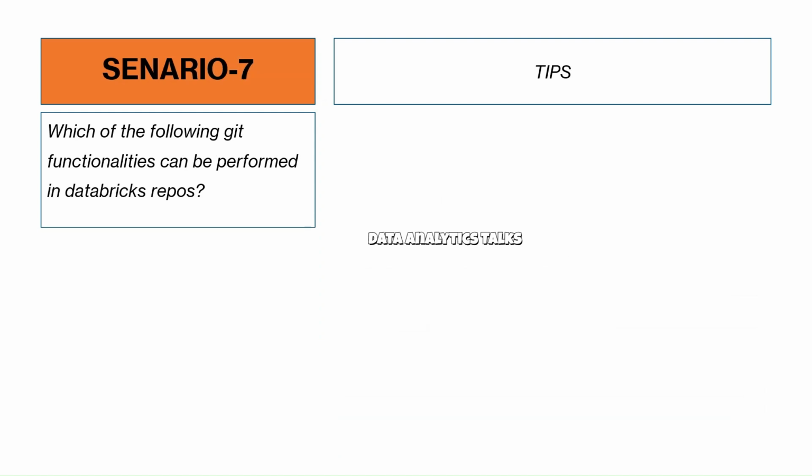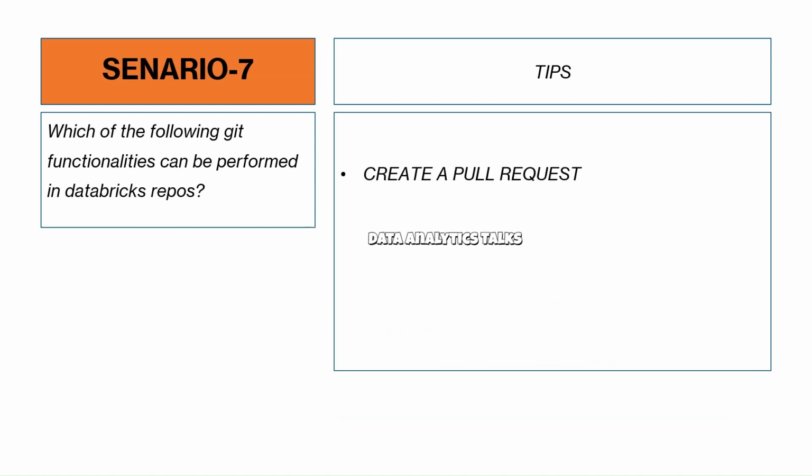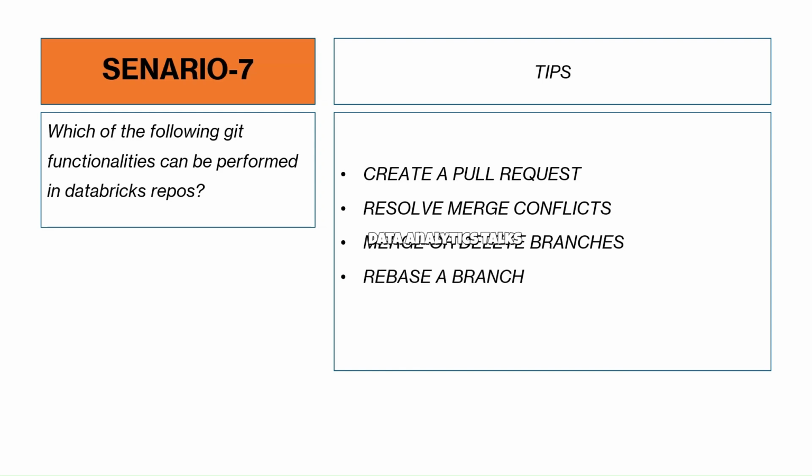Following Git functionalities can be performed in Databricks repos. So there are functionalities which cannot be performed or can be performed. Let's look into the options. So we have create a pull request, resolve merge conflicts, merge or delete branches, rebase a branch, pull from a remote Git repository.